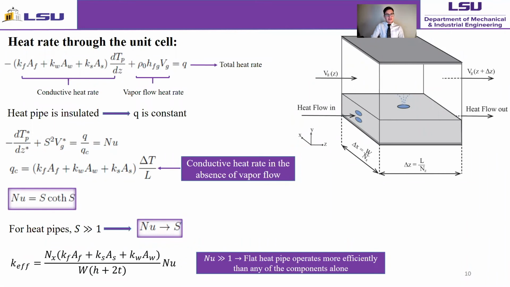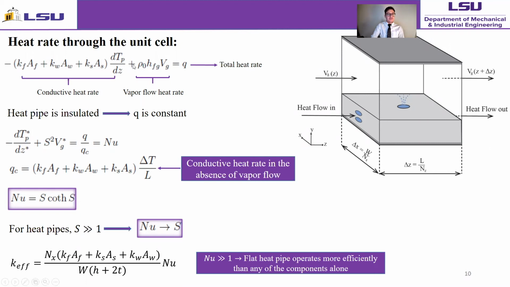To find the heat rate through the pipe, we integrate the energy equation once. The first term is the conductive heat rate, and the second term is the vapor flow heat rate. Q is the constant of integration, which is the total heat rate. Since the heat pipe is insulated, Q is a constant.